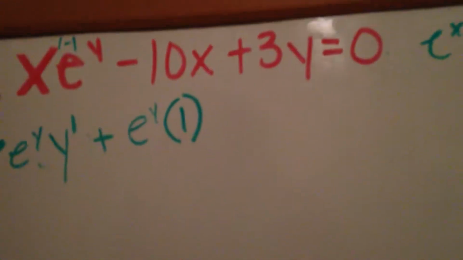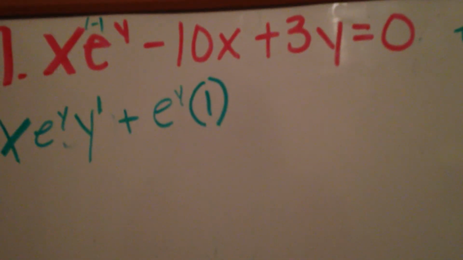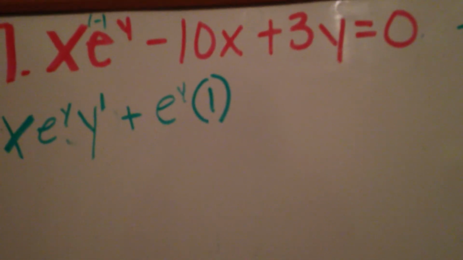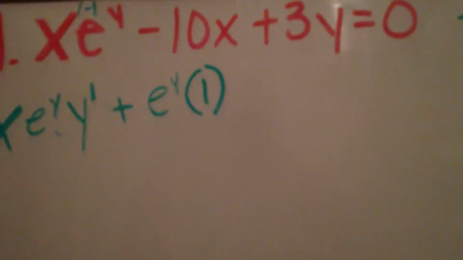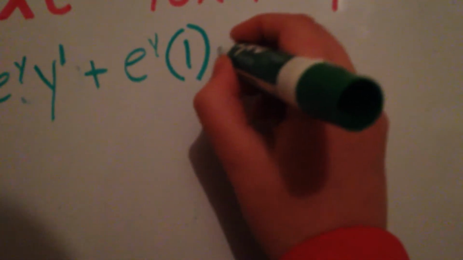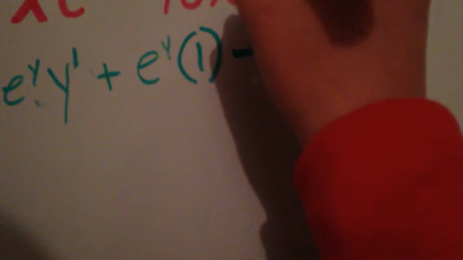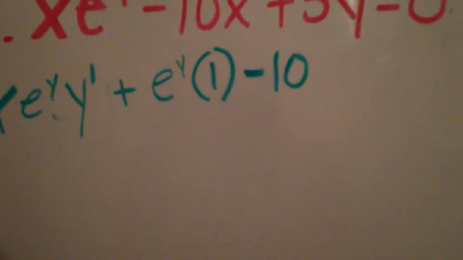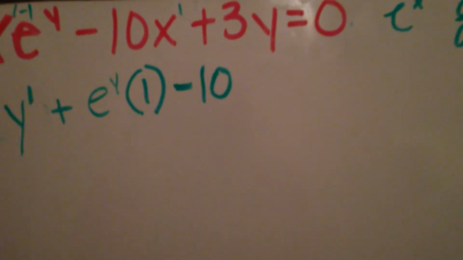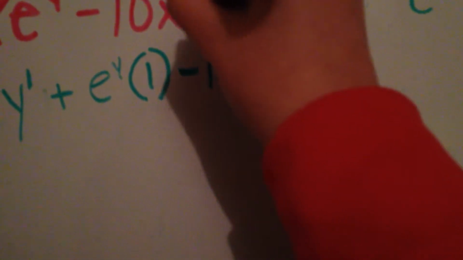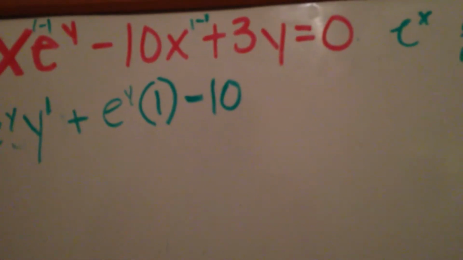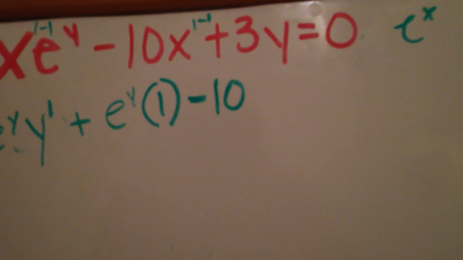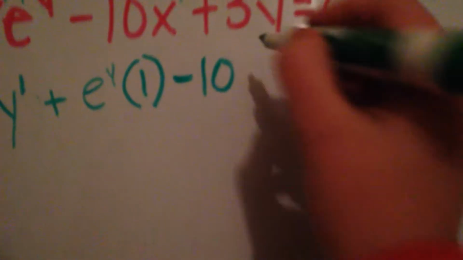Now, the second term in this trinomial is negative 10x. And all you have to do for negative 10x is simply just take the derivative. So negative 10, because you have that 1 there, you multiply it by negative 10, and then you have 1 minus 1, which is x to the 0 exponent, and that's simply, again, just 1.